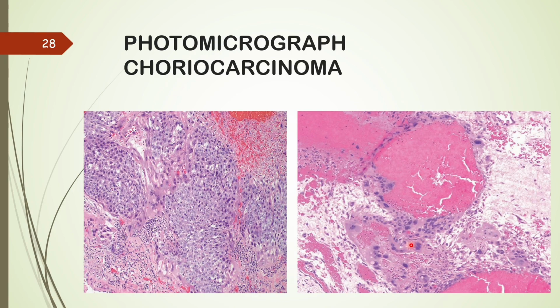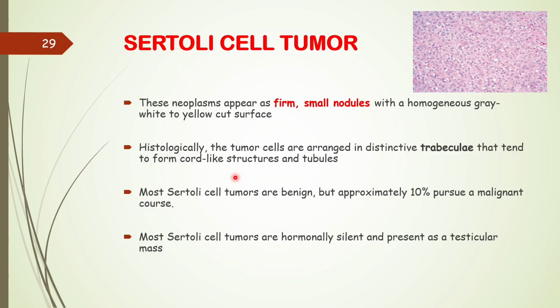While this is the syncytiotrophoblast, again, this is cytotrophoblast. So syncytiotrophoblast and cytotrophoblast are seen in choriocarcinoma. Alright. Now the sixth category of tumor is Sertoli cell tumor. Now we will discuss the sex cord-stromal tumors. So first, let's discuss the Sertoli cell tumor.